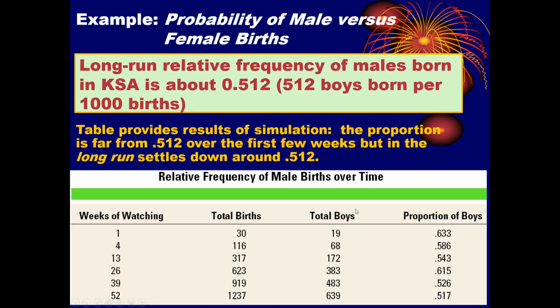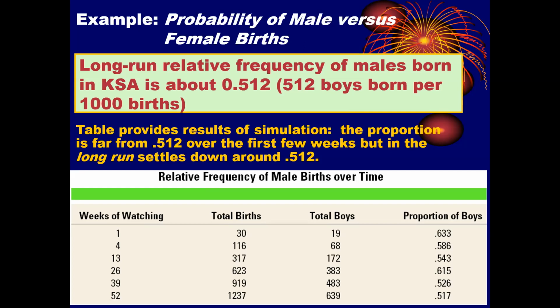Now look at 52 weeks, you can see 0.517. When I continue to increase the number of weeks of observation, of course, it's going to converge to 0.512. And that was why I said, initially, the theoretical probability and the experimental probability may not be the same. But you know what? As time goes on, it's going to converge.